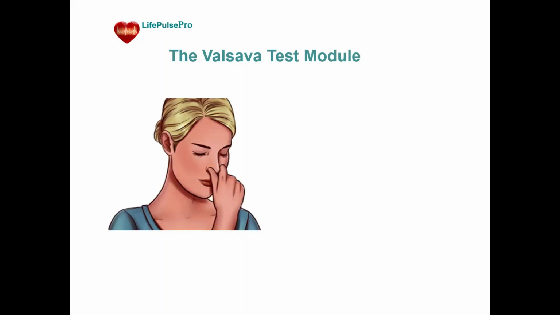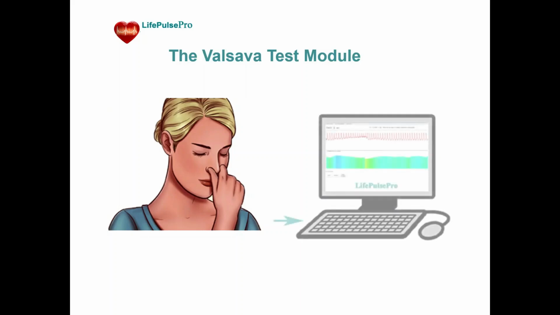The Valsalva pulse test is used to evaluate the function of the autonomic nervous system. During the Valsalva pulse test, the patient is asked to take a deep breath, hold it, and then forcibly exhale while closing the mouth and nose within 15 seconds.